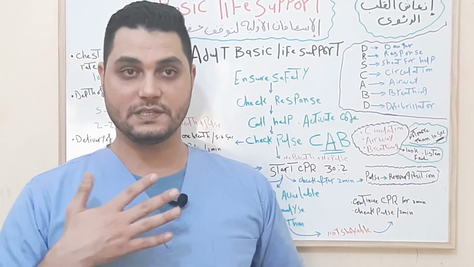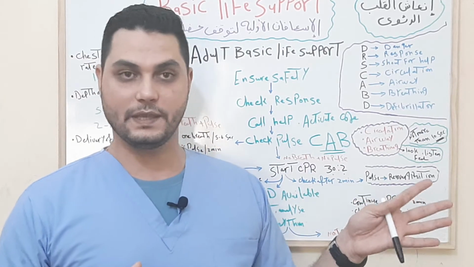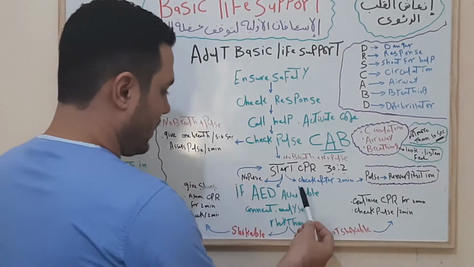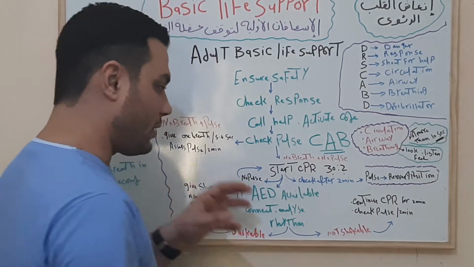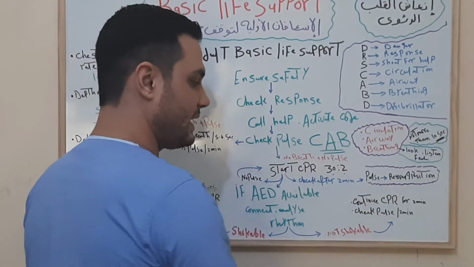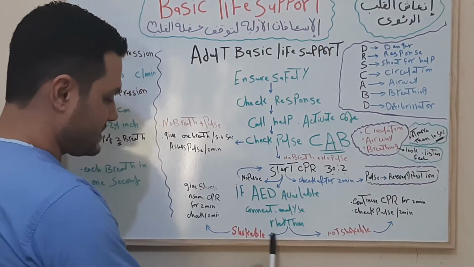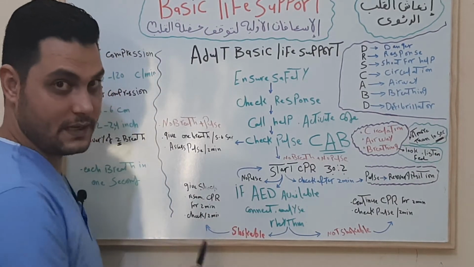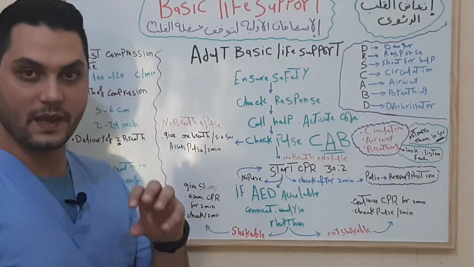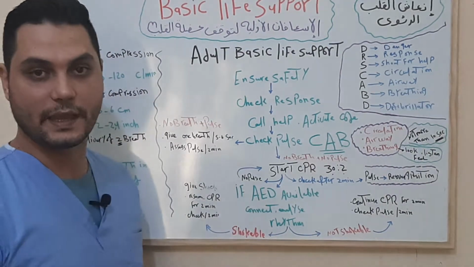It will tell you to attach the pads, then clear to check the rhythm of the patient. Then it will decide whether to give a shock or not, and then tell you to continue CPR. If the rhythm is not shockable, the AED will tell you to continue CPR for 2 minutes and then check the pulse again. But if the rhythm is shockable, the AED will give a shock to the patient. Then it will tell you to continue CPR, don't stop CPR. Continue CPR again for 2 minutes, then check the pulse again.